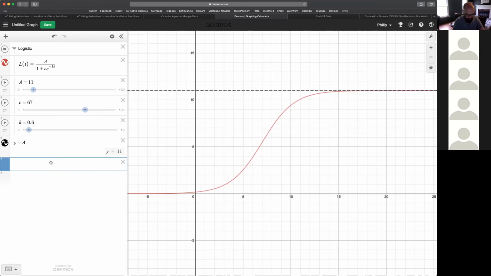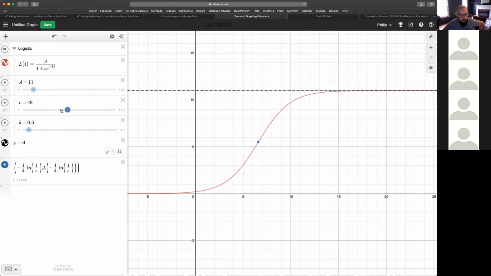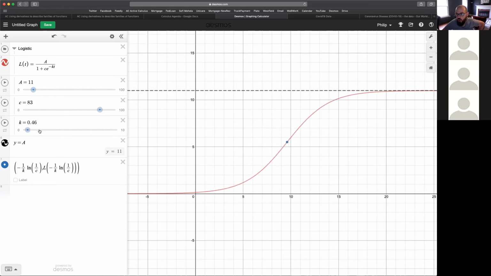Now, the other value that we found was this negative 1 over k, natural log of 1 over c. So we had this value right here, and then I want to look at my function L evaluated at that point. What we did on the chalkboard, we found that this was our inflection point. So no matter what my parameters are, I see that my function's always increasing, and we have this inflection point right here.